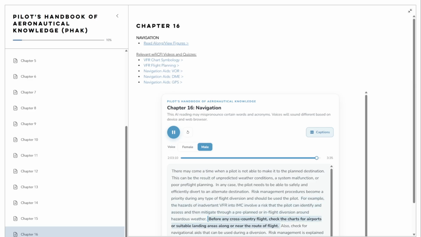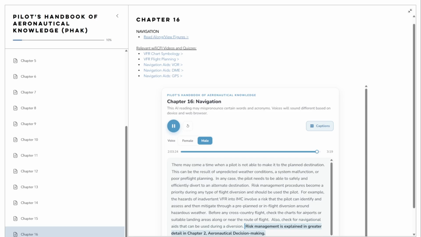Before any cross-country flight, check the charts for airports or suitable landing areas along or near the route of flight. Also, check for navigational aids that can be used during a diversion. Risk management is explained in greater detail in Chapter 2, Aeronautical Decision-Making.